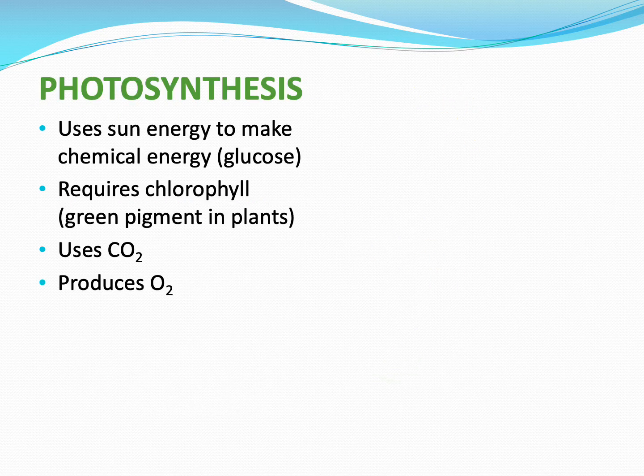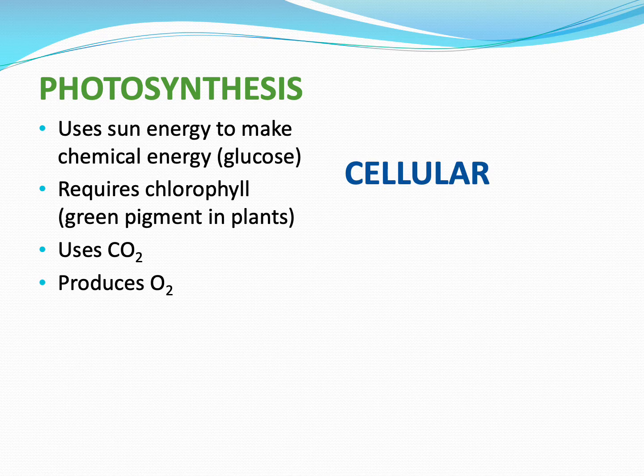Through photosynthesis, the primary producers use sun energy to make chemical energy in the carbon-to-carbon bonds inside of glucose sugar. It requires chlorophyll, the green pigment in plants. It uses carbon dioxide and produces oxygen as a byproduct. So even as plants photosynthesize, they're making energy for themselves, but they're also producing the oxygen that we need in order to breathe.